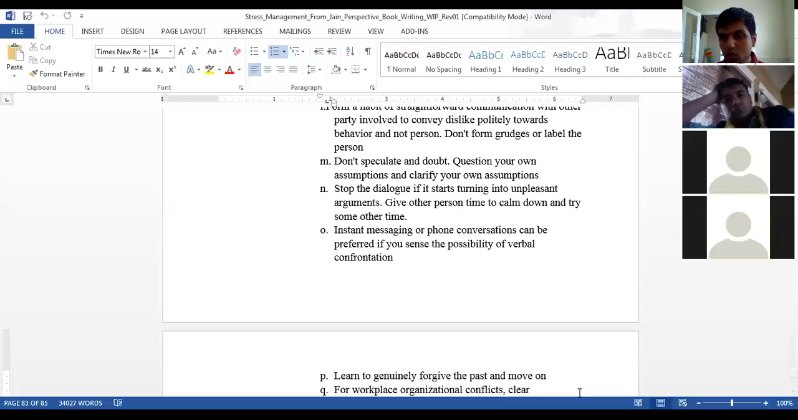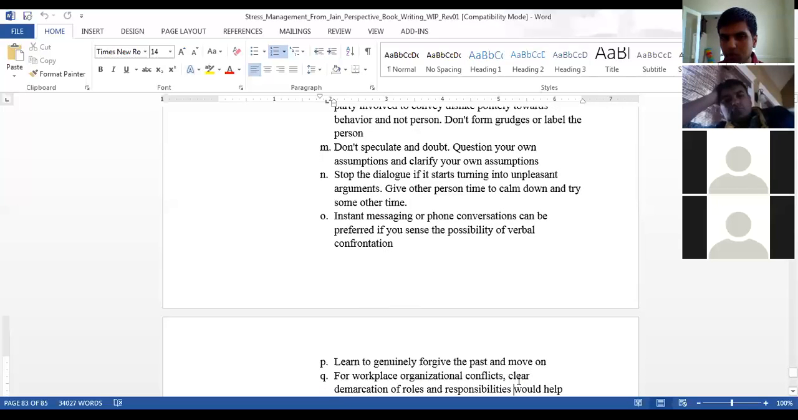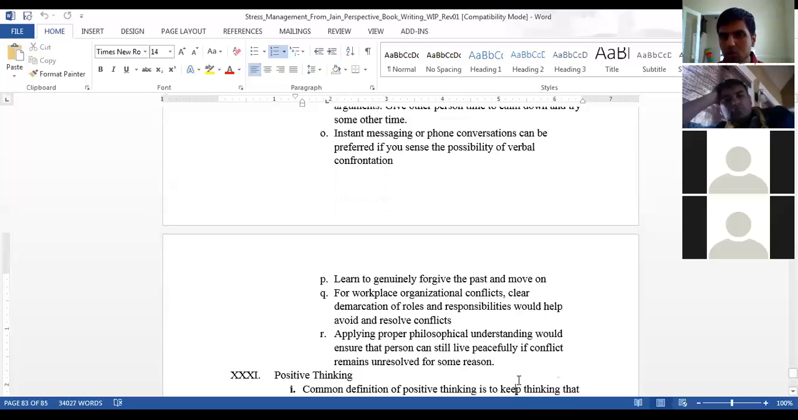And then finally, even if there is a genuine conflict that you experience and it was due to someone else's mistake, learn to genuinely forgive the past and move on. Because holding grudges never solves the problem. And I've seen certain conflicts being dragged on for entire lives in people, and they really do not bring any positive outcomes. For workplace and organizational conflicts, clear demarcation of roles and responsibilities would help avoid and resolve the conflicts. A lot of times at work, we get into conflict because there is not enough clarity about the roles and responsibilities, the duties involved in a particular type of position, and that may lead to conflict. Or there may not be a proper procedure or guideline. So standardizing those roles and guidelines would definitely help here.